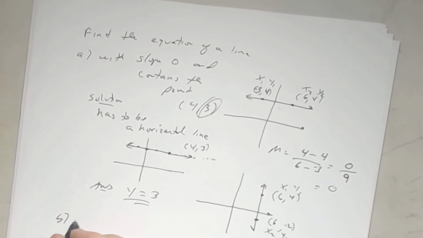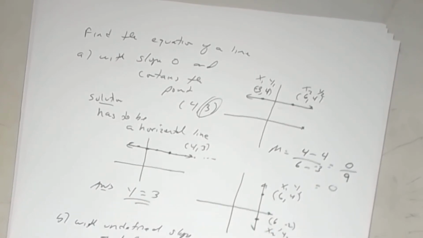Part B, with undefined slope and passes through 4, 3. Undefined slope and passes through 4, 3. Now, you can't use the formulas anyway, because in order to use the formulas, you have to have a slope. And a vertical line has what? No slope. Okay, so here's how I want you to think about this. Undefined slope means it's what kind of line? Vertical. So here's your solution. Has to be a vertical line.